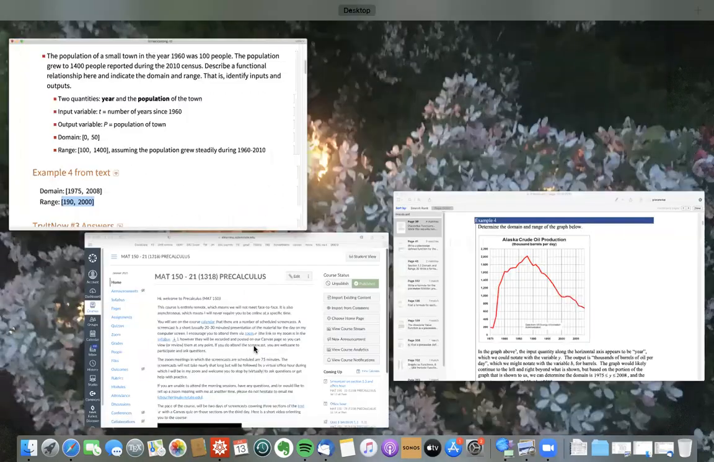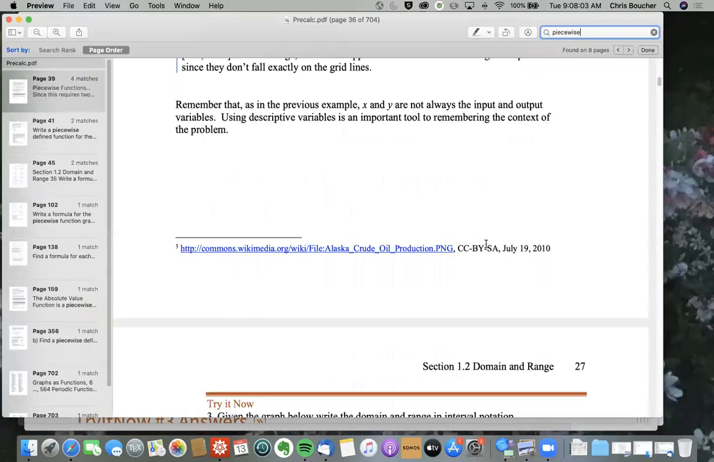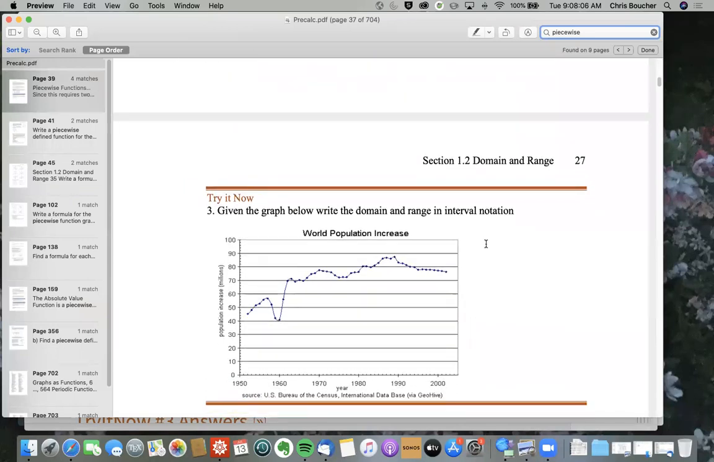Another example from the textbook, I'm just going to scroll forward to this one, very similar example, right? So here, again, this is a function. It passes the vertical line test. The inputs are on the horizontal axis. Again, years are the inputs. And the output here looks like the increase in world population measured in millions of people. So the way to interpret this is, down here in about 1950, maybe 1951, the world population increased by about 45 million people, and so forth.